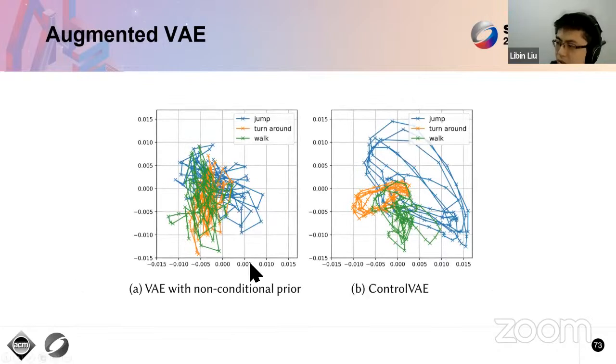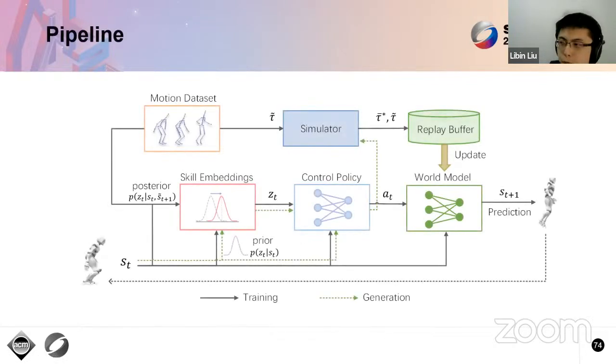So here are two examples. The first one is learned using the original VAE, the standard normal distribution, and each curve here is the latent code of a single motion in its latent space. We can see it's quite messy, but if we use that state conditioned prior, each of the motions looks more consistent, and that also leads to a smoother motion.